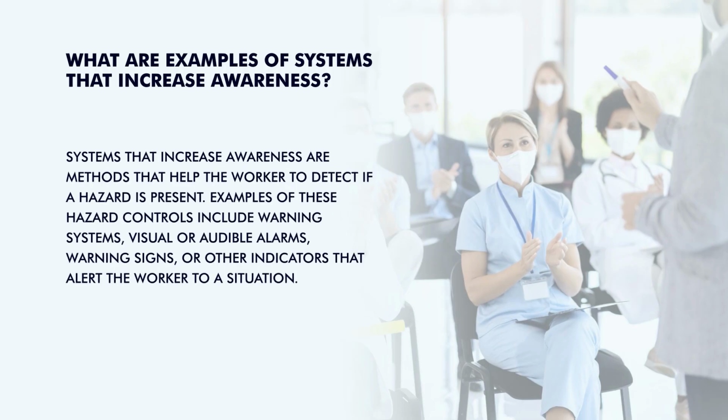Also most important are the systems that increase awareness. Examples of these are warning systems, visual or audible alarms, warning signs, and other indicators that alert the workers in that situation. And obviously administrative controls are there, and work practices should be followed properly. That is developing and implementing safety data sheets, engineering controls, safe work procedures, training, education, and bringing awareness. All these things are most important.